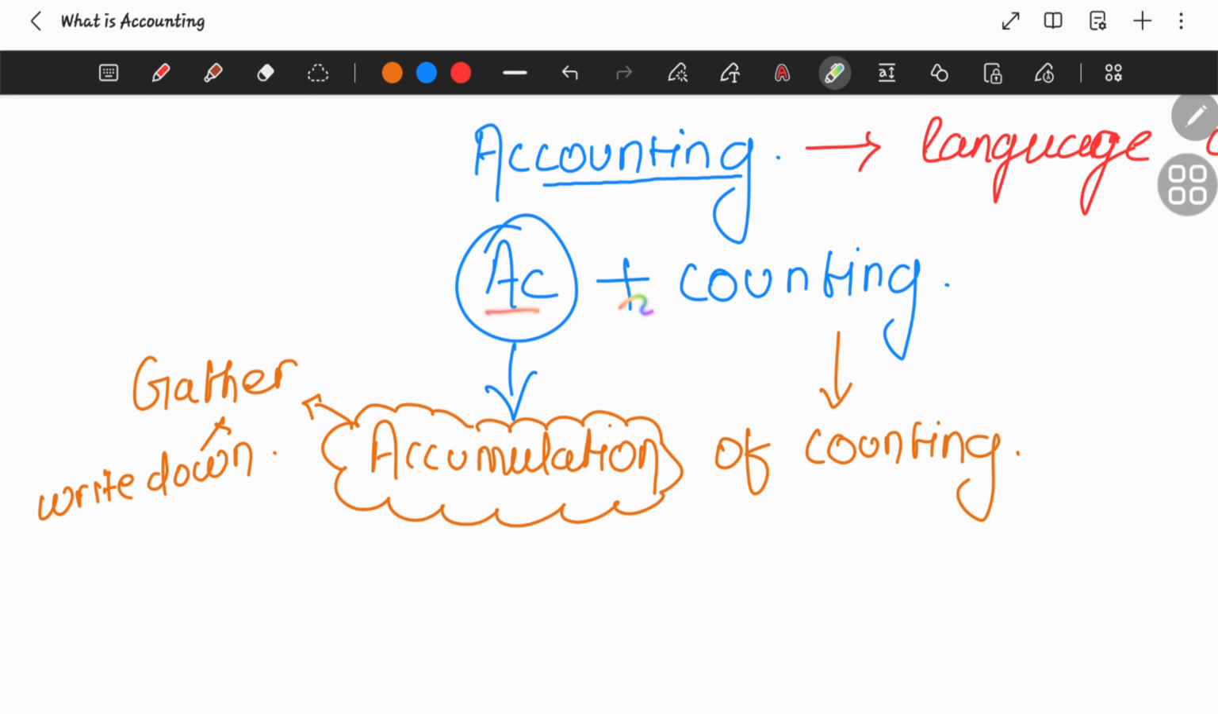Here I have written down AC plus counting, and here AC means what? AC means accumulation, and accumulation of counting is generally known as accounting. What is accumulation? Accumulation means to gather or to stock something. If I stock some things in a particular place, that's called the accumulation of that thing. If I stock my money in an investment, that's called accumulation of my funds. Similarly, if I gather the counting at some place, that's called accumulation of counting.